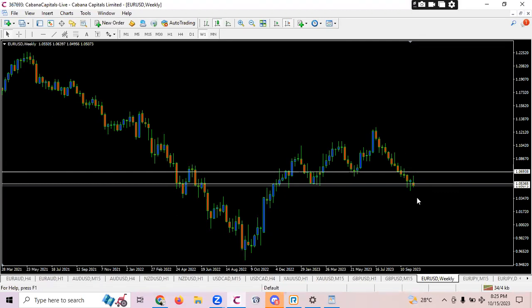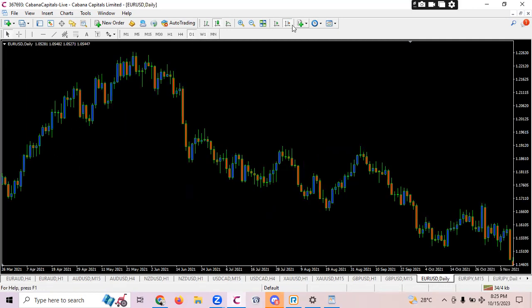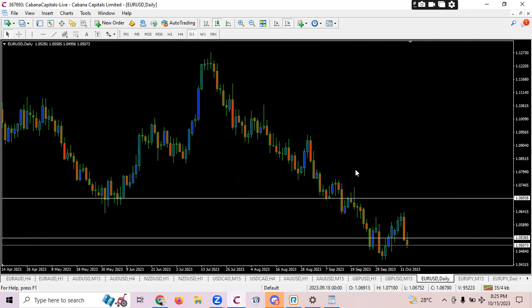It indicates a bearish move. Okay, so let's go down to daily. What do we have on daily? This is a bearish setup. This pattern we have here is an engulfing pattern, right? We had a spinning top, then the next candle closed as an engulfing pattern. So this is a bearish setup, okay?